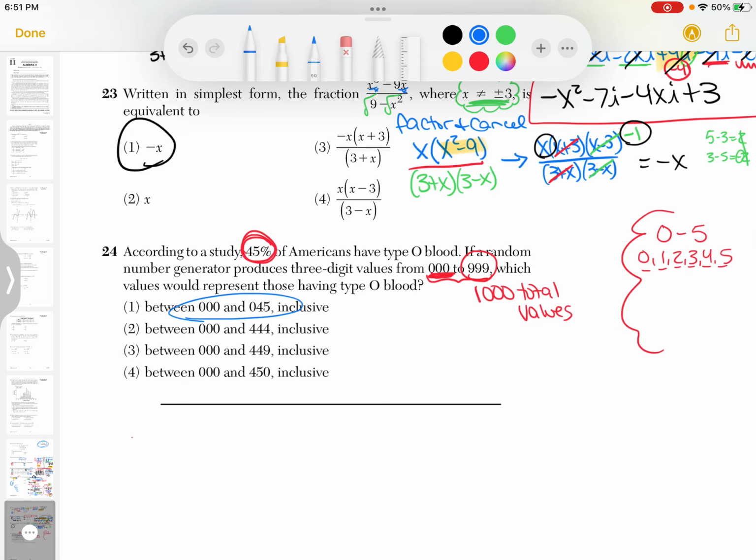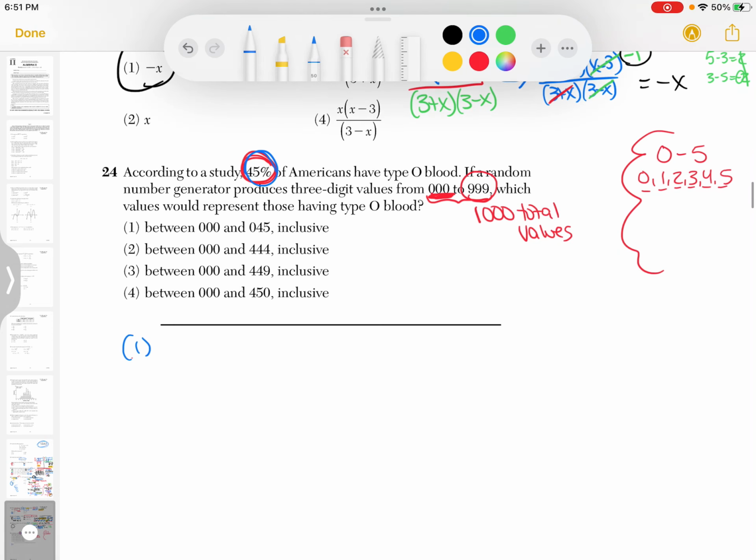Now I need to do that same idea with these, find out how many there are in the intervals, and then put that out of 1,000 to get a percentage. Whichever one gets me 45% is going to be my answer because it's asking which interval would get me that 45% value. So between 000 and 045, I have 45 plus this value that's going to be 46 out of 1,000. I'm just going to get these all set up, and then we'll find the percentages.